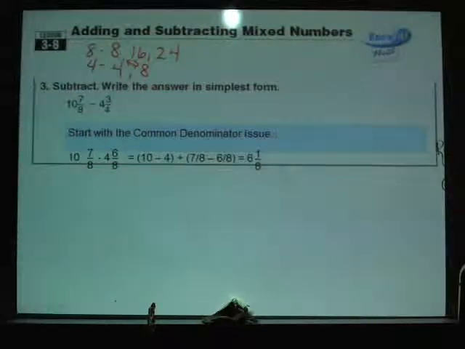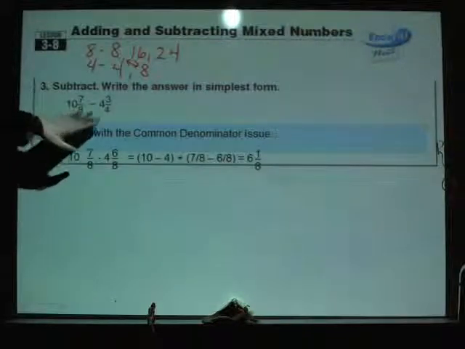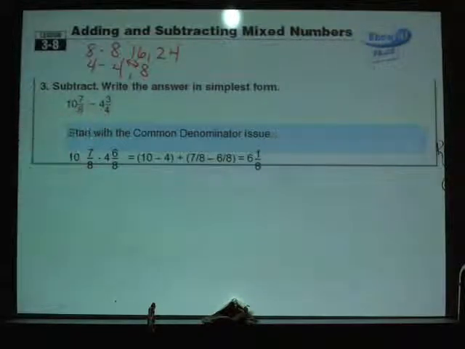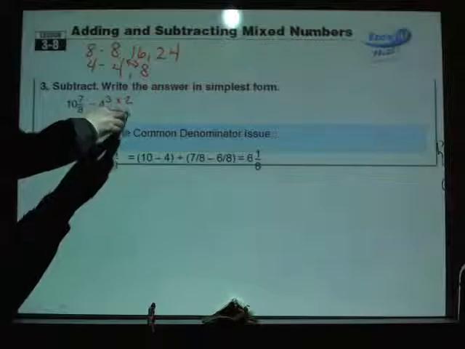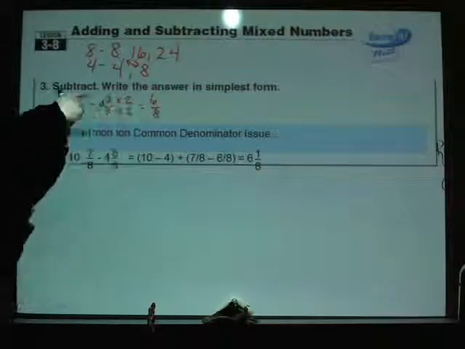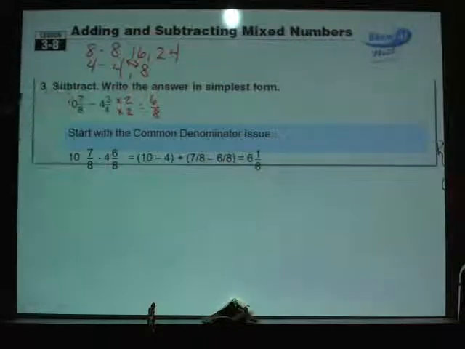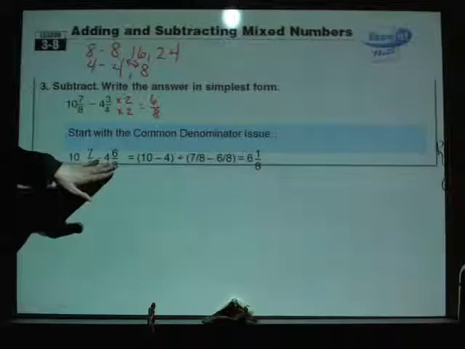So the denominators of my fractions both need to be 8 here. The fraction on the left already has it. The fraction on the right does not. Well, to make it be 8, I have to double it, meaning multiply both the numerator and the denominator by 2, which will make that be 6/8. 4 and 6/8 would have a common denominator, so now I can subtract. So I've got 10 and 7/8 minus 4 and 6/8.